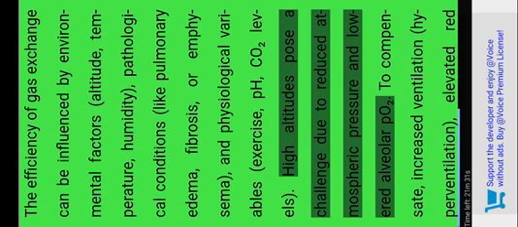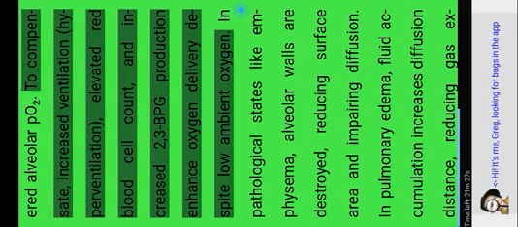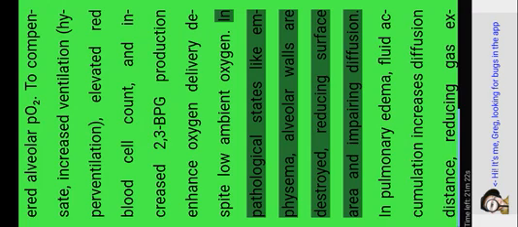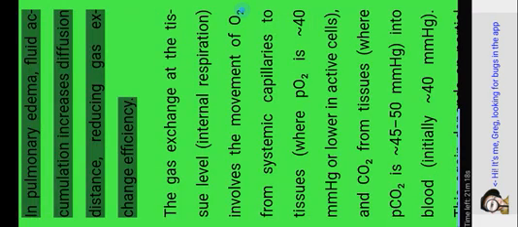High altitudes pose a challenge due to reduced atmospheric pressure and lowered alveolar PO₂. To compensate, increased ventilation, hyperventilation, elevated red blood cell count, and increased 2,3-BPG production enhance oxygen delivery despite low ambient oxygen. In pathological states like emphysema, alveolar walls are destroyed, reducing surface area and impairing diffusion. In pulmonary edema, fluid accumulation increases diffusion distance, reducing gas exchange efficiency.